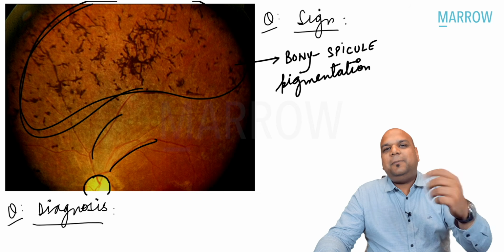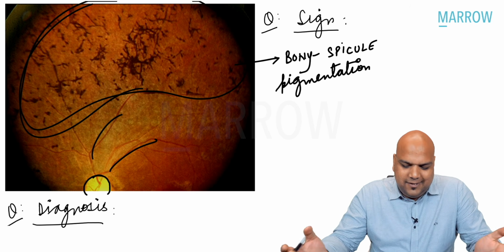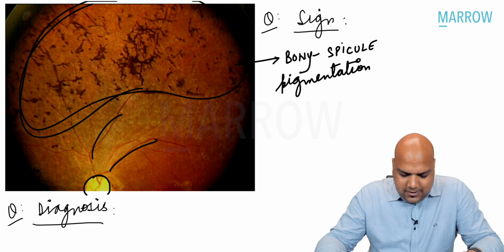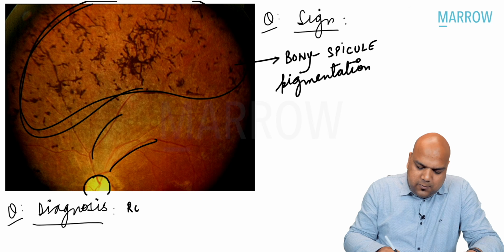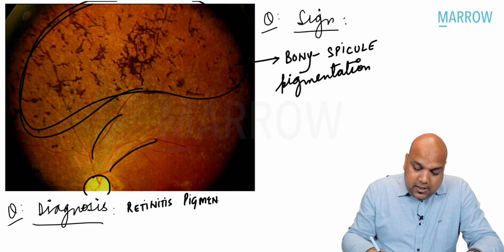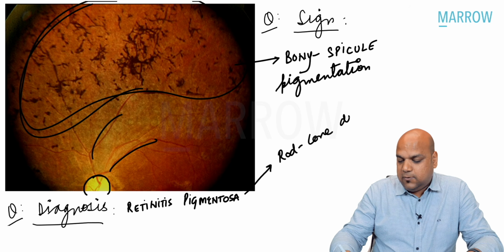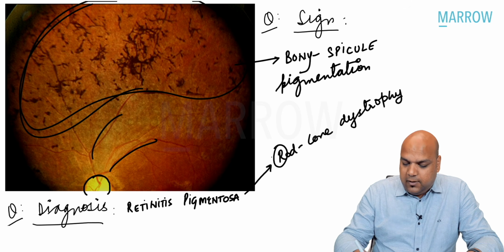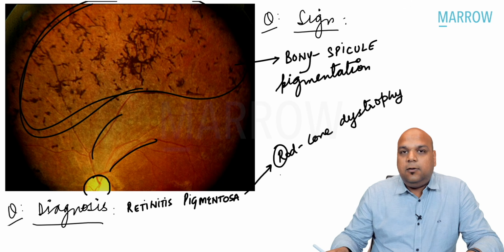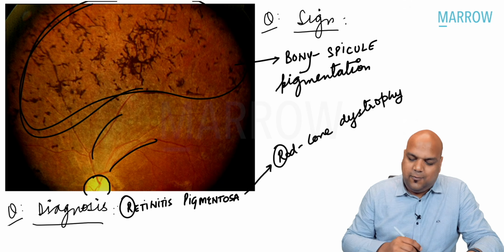Bony spicule pigmentation. Now, I think once I've written bony spicule pigmentation, the diagnosis is pretty clear. The diagnosis has to be retinitis pigmentosa. It cannot be anything else. Retinitis pigmentosa is which kind of a dystrophy? We already know it's a rod cone dystrophy. R for rod, R for retinitis pigmentosa. Obviously, that is what I wanted to say.